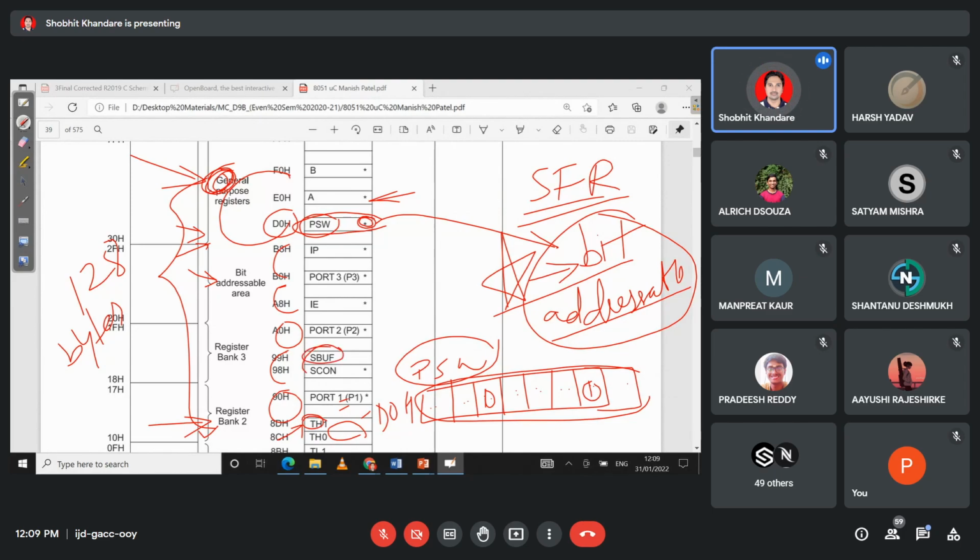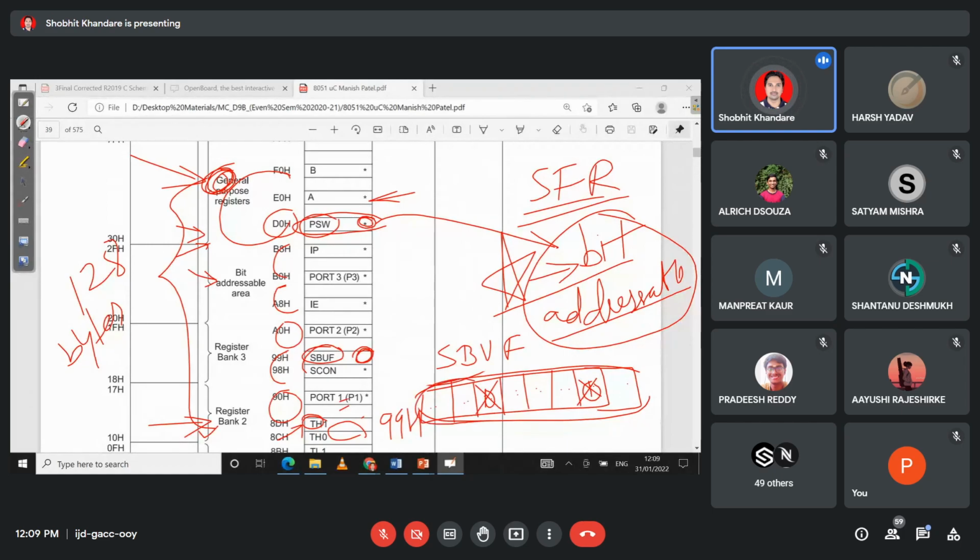SBUF ये भी स्पेशल फंक्शन रजिस्टर है. ये SBUF, ओके, कौन से एड्रेस लोकेशन पे? ये आपका है SBUF. ये कौन से बाइट एड्रेस पे है? 99H. यहाँ पे एस्ट्रिक दिख रहा है? नहीं. इसका मतलब ये बिट एड्रेसेबल नहीं है. इसका मतलब मैं इंडिविजुअल बिट को चेंज नहीं कर सकता हूँ.